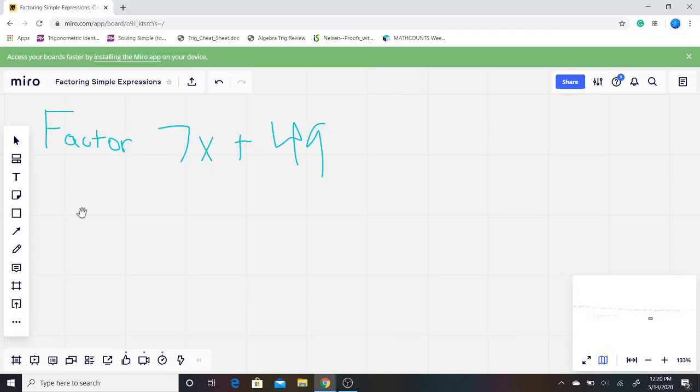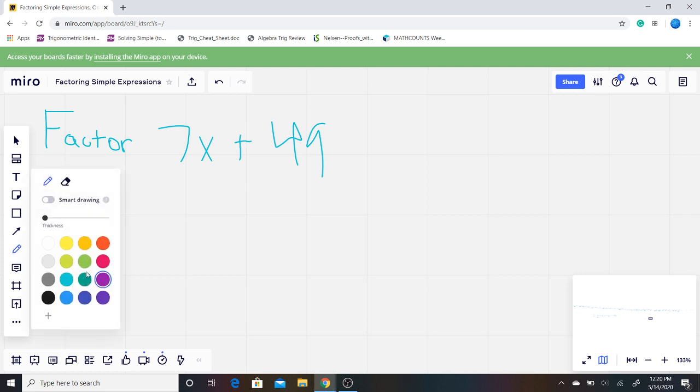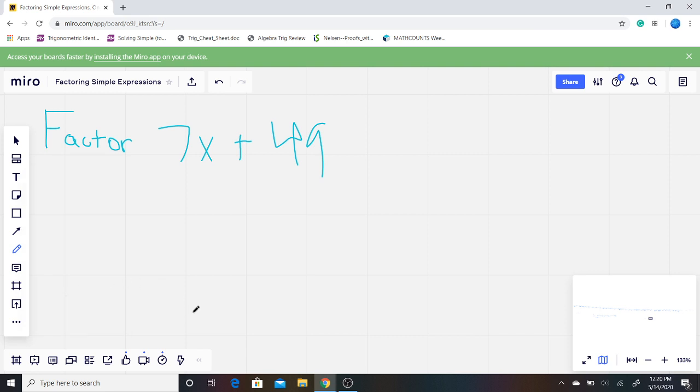So, now that we learned about the distributive property, let's go backwards and learn about factoring, which is basically turning an expanded expression into a factored one, or one where we had to expand it. And here's how we do it. It says factor 7x plus 49.